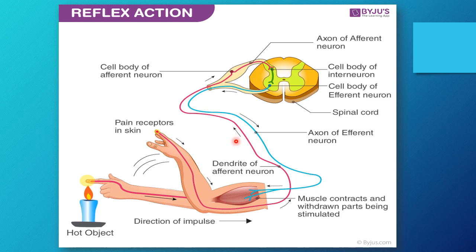nerve cell is the longest cell in the body. This sensory neuron receives the impulses from the receptor and sends it to the relay neuron, which is located in the spinal cord of the central nervous system. Then the electrical impulses are received by the motor neuron, which ends in the effector, which is a bicep muscle. The muscle contracts and we withdraw the parts being stimulated.